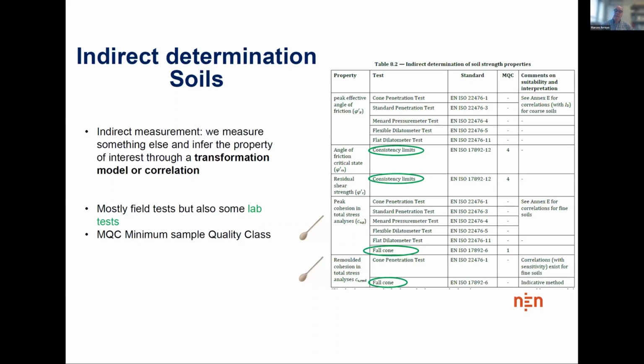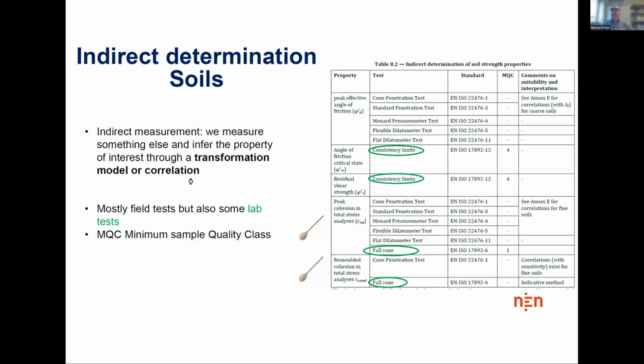But of course, there is then the possibility of using indirect determination procedures. Again, here the kind of tests that are relevant for indirect determination are mostly field tests, but you see there are also some lab tests. I mean, you can use, for instance, the fall cone, which is a lab test, or you can use the consistency limits to estimate something. And what is indirect measurement? That is not defined in the code, but this is the idea. We measure something else and infer the property of interest through a transformation model or correlation.